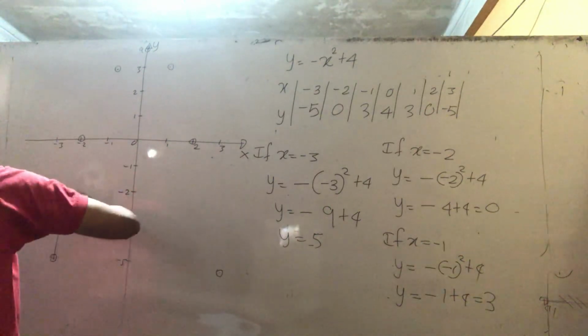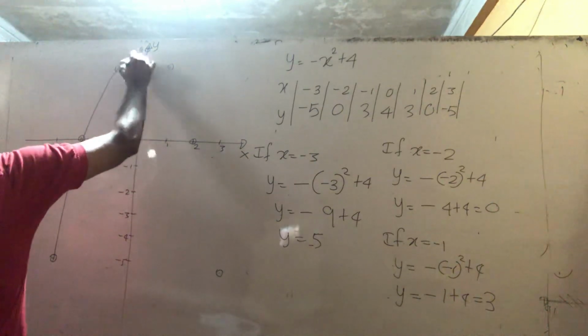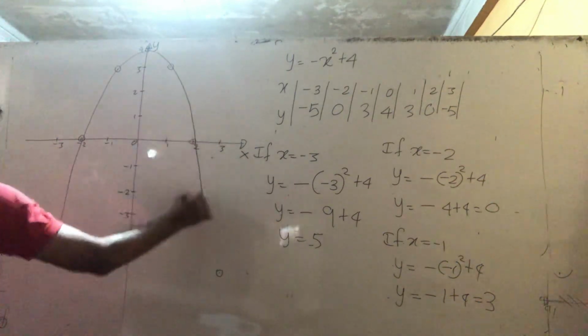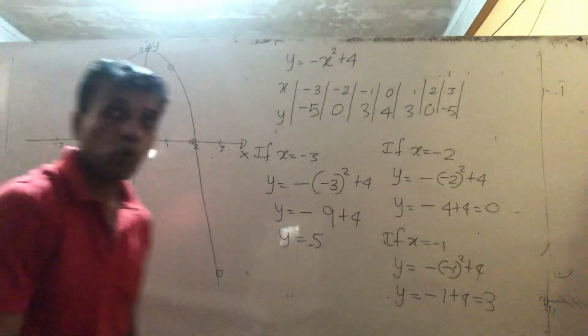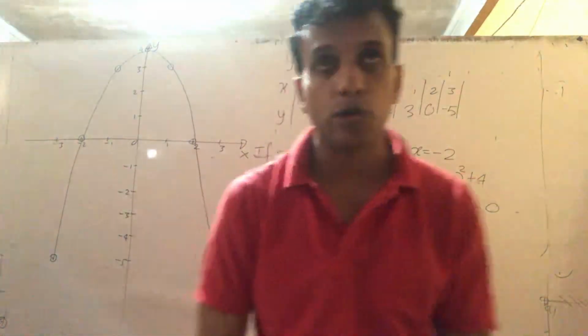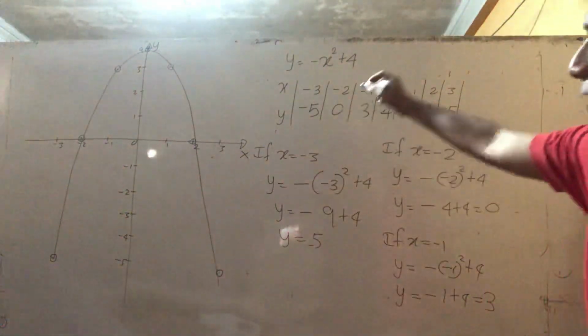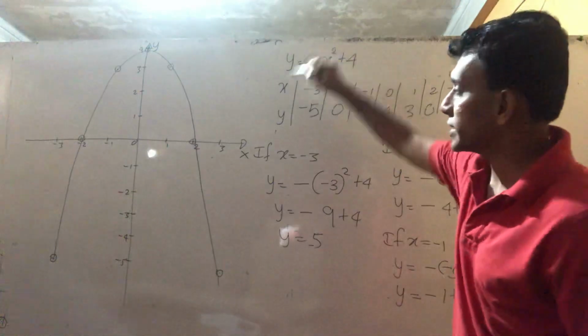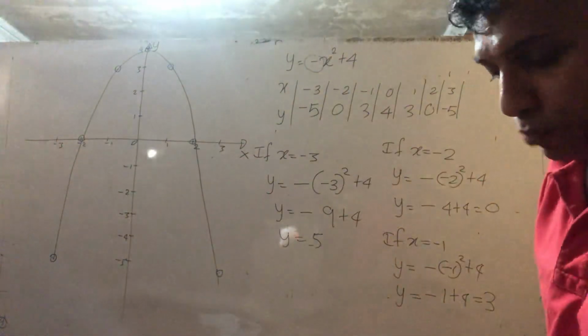So draw this like this. Take a smooth parabolic maximum curve. Without drawing, you can tell that the minus in front of x square means a maximum curve. Refer to my note in the previous video.